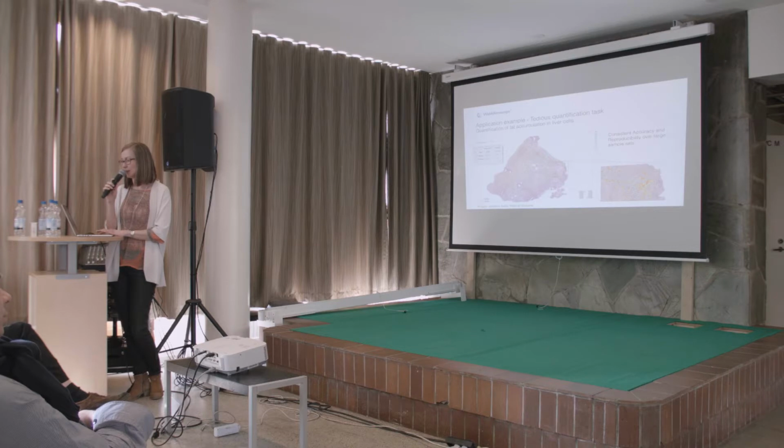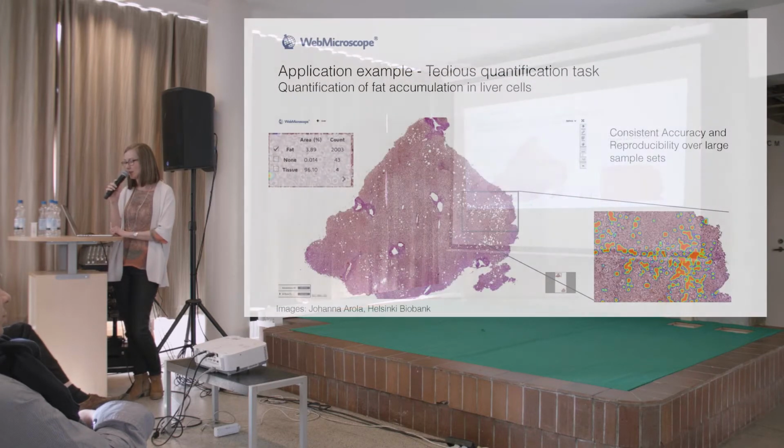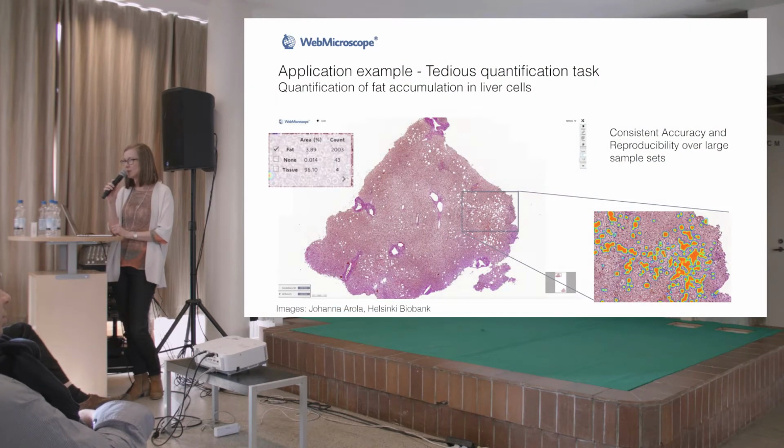This is another example. It's actually not a cancer case, but this is from a liver biopsy. And here the task is to quantify the percentage of fat in these images. And fat is these white small droplets, which we needed to quantify for this study. First we started by detecting the area of the tissue, and then we trained the network what a fat droplet looks like.